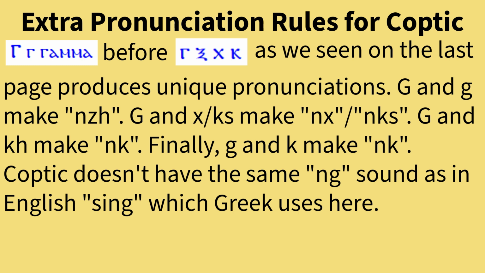Why is this the case? Why doesn't the Greek sort of ng sound, as in our word sing, as I've written here, get retained? Well, simply because I believe Coptic originally didn't have the same ng sound as the English word sing, which Greek uses when pronouncing the word angelos. The Greeks would pronounce it differently. They would have this ng sound, which we have in English.